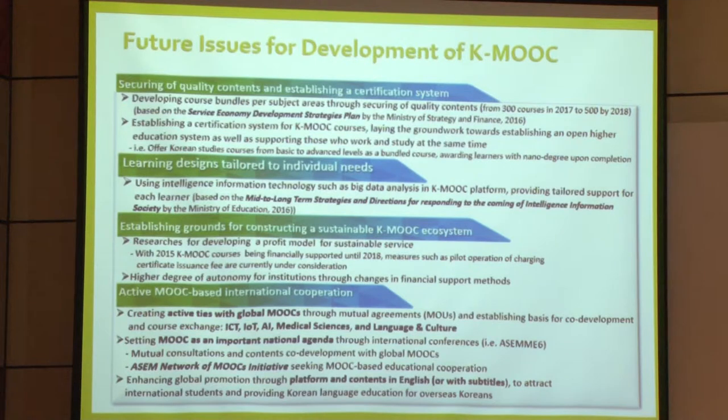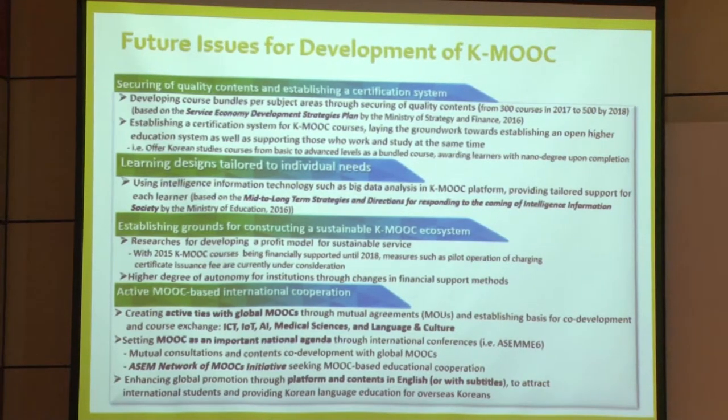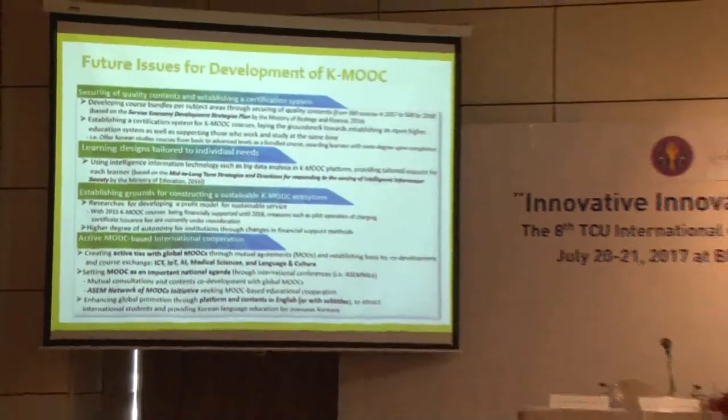And these are future issues for development of K-MOOC. We need to develop the business model. And also we need to activate MOOC-based international cooperation. And also establish grounds for constructing a sustainable K-MOOC ecosystem. So from next year on, we will have a constructive relationship with industry and enterprises. Thereby, we can give more good quality courses to lifelong learners. So these are our future issues. And at the end of this year, I think we will get some visible results on these issues. Thank you.